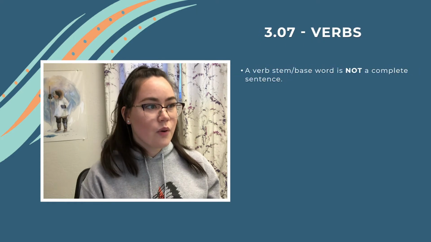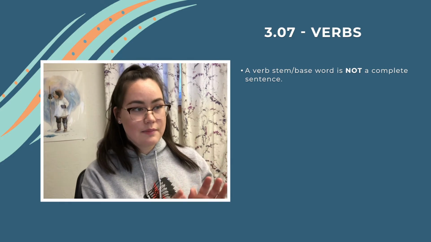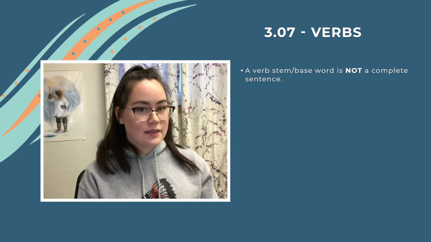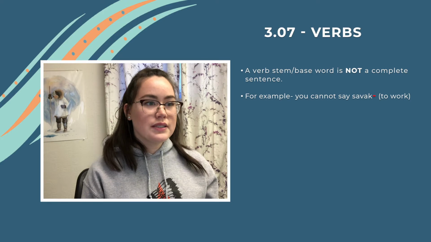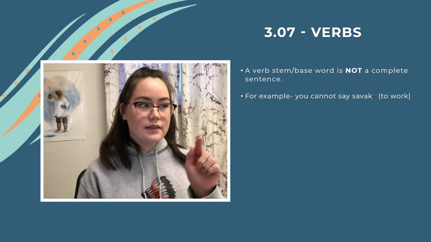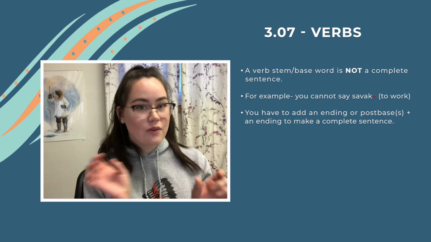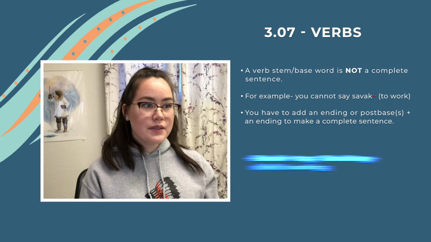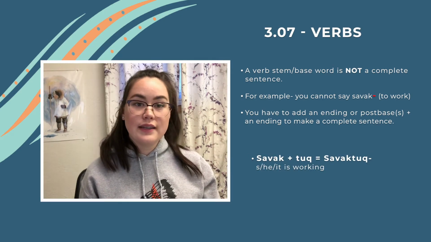Verbs. A verb stem or base word. Remember, you can say a verb stem is the same thing as a base word. They're the same thing. So a verb stem or base word is not a complete sentence. For example, you cannot say savak, to work. You will notice that when you see the dash sign right after the verb, that means you have to add something after that, whether it's a postbase and an ending or just an ending, to make it a complete sentence. So for example, savak plus tuk, to make savaktuk. He, she, or it is working.